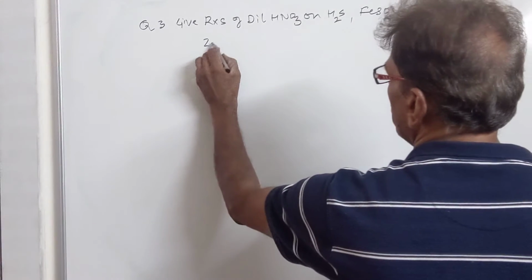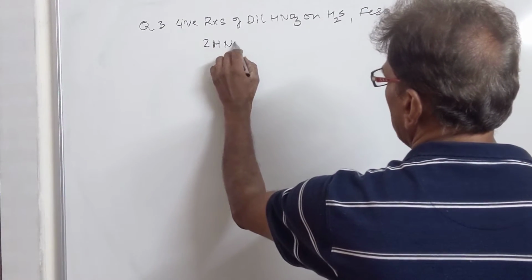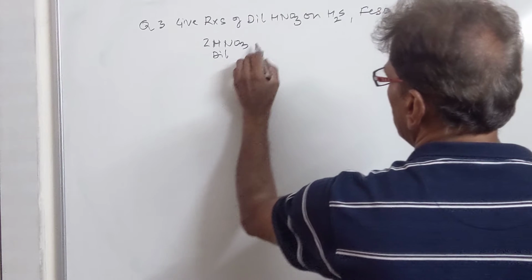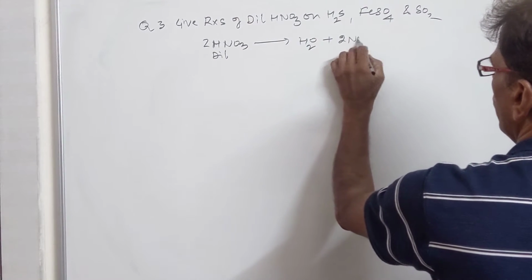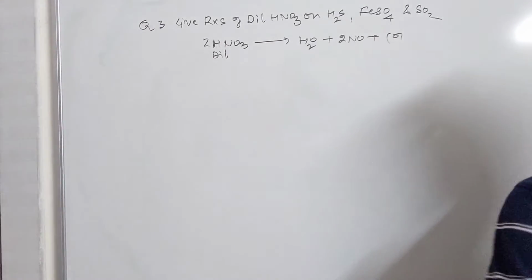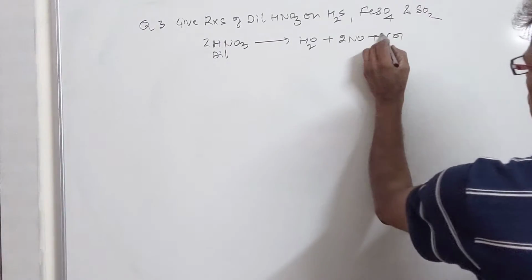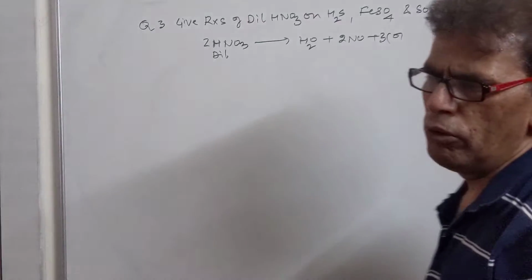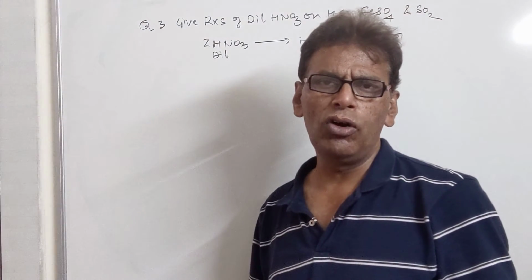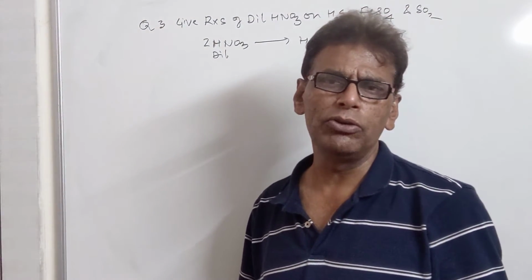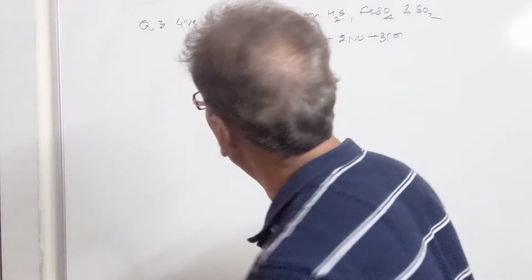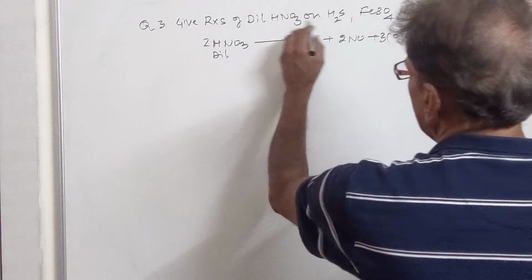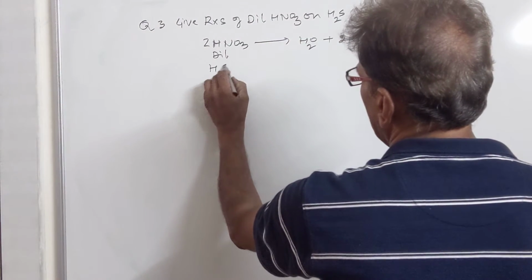So first of all, we will take the main reaction of dilute HNO3. It will decompose to give you 2H2O plus 2NO plus nascent oxygen. 3 nascent oxygens are produced. So dilute HNO3 is a strong oxidizing agent as compared to concentrated nitric acid, which on decomposition produces only 1 nascent oxygen. This nascent oxygen will now attack H2S.